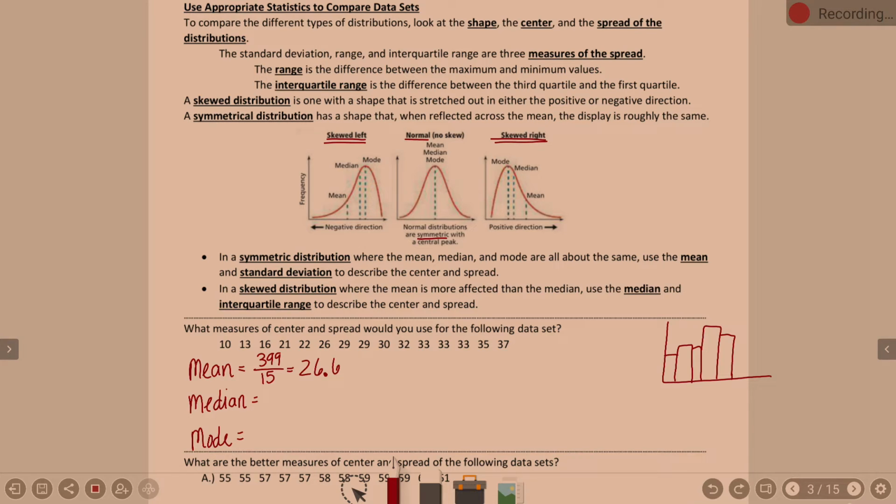Okay, median. What's my median look like? When you count in, there are 15 numbers, so you're counting in 7 each way, and it's the 8th number from either direction. And that median is going to be 29.